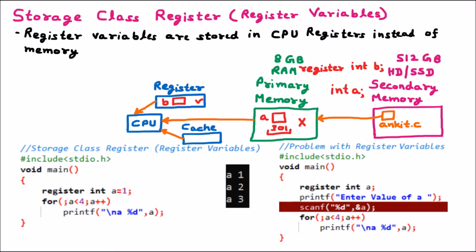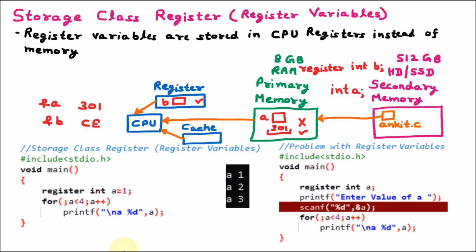So let's say if I am going to print &a, we know that a is the normal variable which has the address 301. So that is perfectly fine. But if I am going to say &b, then in that case there is a compiler error. So the compiler will show the error.